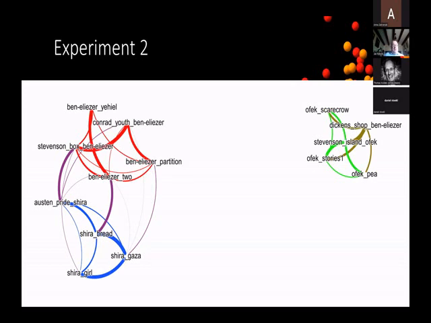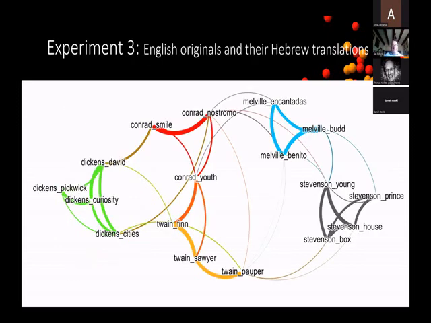I mean, when he translates Stevenson and Conrad, he's like his own writing, but his Curiosity Shop by Dickens is very different. So I guess, is that bad news? Is that good news? Let's see what happens in my experiment 3.